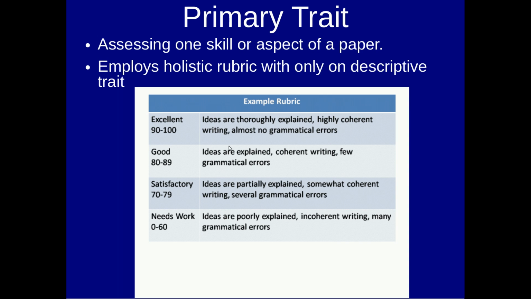Now, as an example here, notice how I have the 4 levels, but off of the descriptors, I have several descriptors at each level. With the primary trait, you will not have several things separated by a comma. Instead, you only have one trait there.